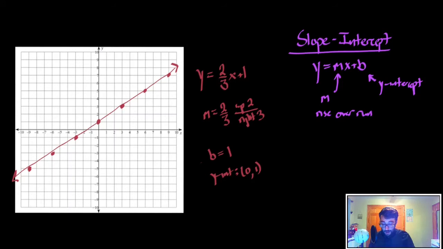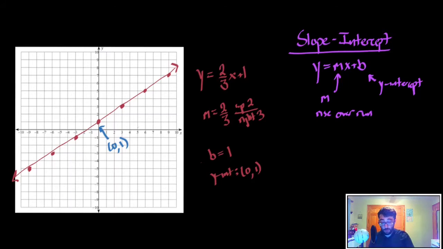So let's say I grab this point right here. Oops, I grabbed that in white. Probably shouldn't have used white for that. Let's say I grab this point right here. That point was 0, 1. If I plug that point into this equation, it's going to end up working.